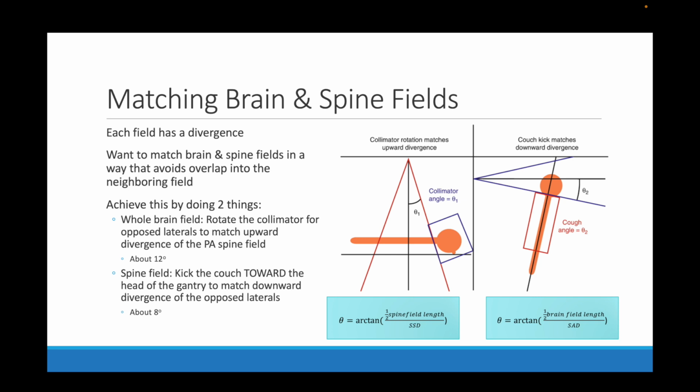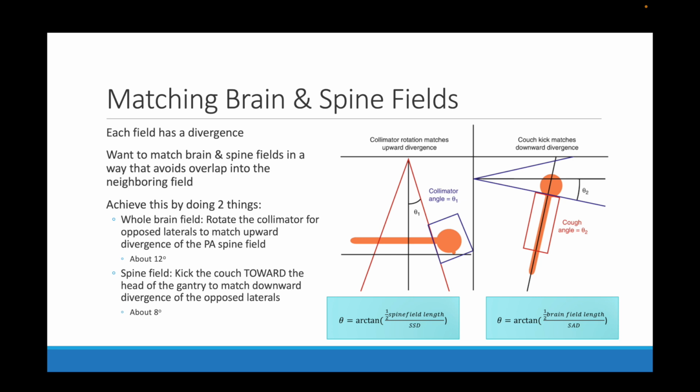That takes care of the issue of the spinal field going into our whole brain field, right? That's sort of one plane in which we're seeing the divergence. But the other plane where we're seeing the divergence is from the whole brain field itself, there's going to be some divergence, right? Because even though we are angling the collimator to match the divergence of the spinal field, that whole brain field itself is going to have, it's like shining a flashlight into this page. So there's going to be some divergence into the spinal field.